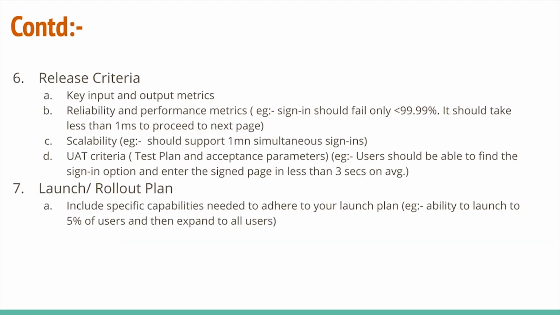The next section in your PRD is the release criteria. This is where you add the key input and output metrics, metrics around reliability and performance. For example, my sign-in page should fail not more than 0.01% of the times, right? It should be highly reliable. It should take less than 1 millisecond to proceed to the next page. The second someone enters the username and password and clicks that button, it should quickly go to the next page in less than 1 millisecond. I want 1 million simultaneous sign-ins support for this product.